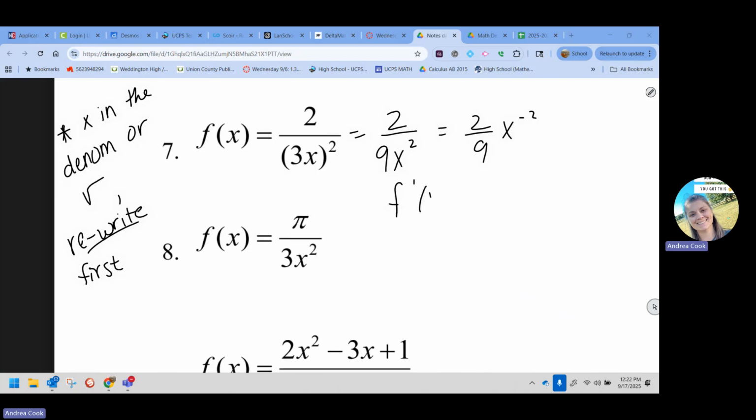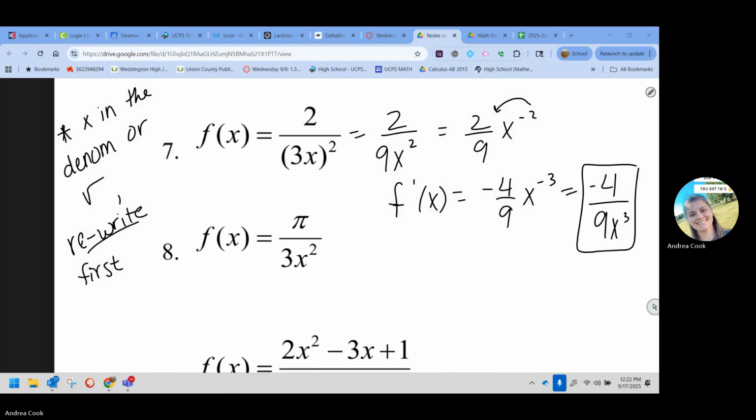So now that I've rewritten it, I can go to my derivative step. My derivative is the power rule. I'm going to bring the exponent in front. That becomes -4/9. And subtract 1 from the exponent. A little tricky with negatives: -2 minus 1 is -3. And then I would just move that negative power back down. So -4/9x³. And that would be your answer for the derivative.